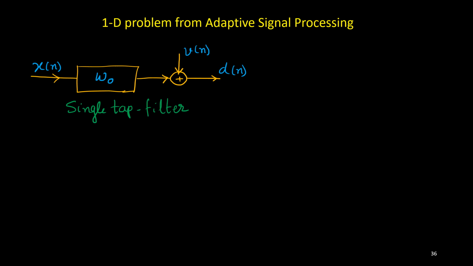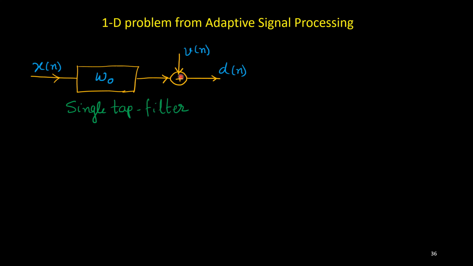Now I'll give you one more problem from an adaptive signal processing perspective. Here we'll consider one input sequence x n, and our unknown system has a single tap, that tap value is W naught, and the observation noise is V n. So this total unknown system will produce this output D n.